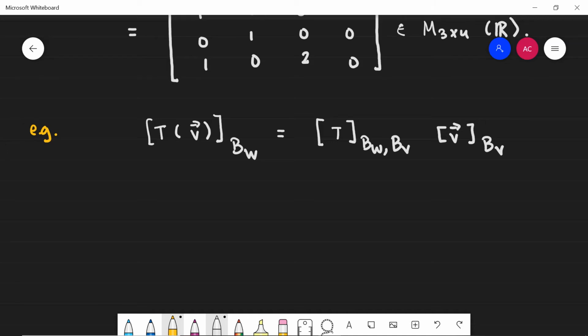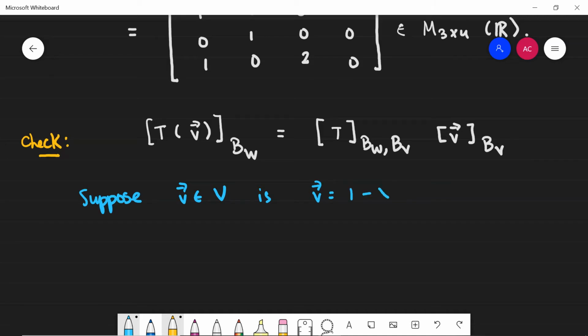All right, so let's do a check here with an example. Suppose the vector v living in capital V is given by something. We just have to pick a generic element in P3(R). Let's pick 1 minus x plus 3x cubed. Okay. So I want to check the right-hand side and the left-hand side of this equation.